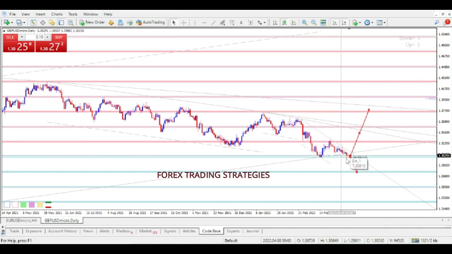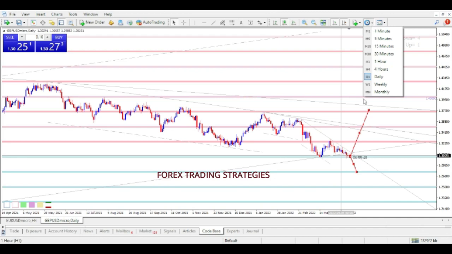So GBP USD, that's where we are. We're at a critical zone. Let's pay attention to it. If you have any ideas of what you think it might actually do, leave them in the comment section below. No problem. Then let's help one another. Let's see what GBP USD is going to do.